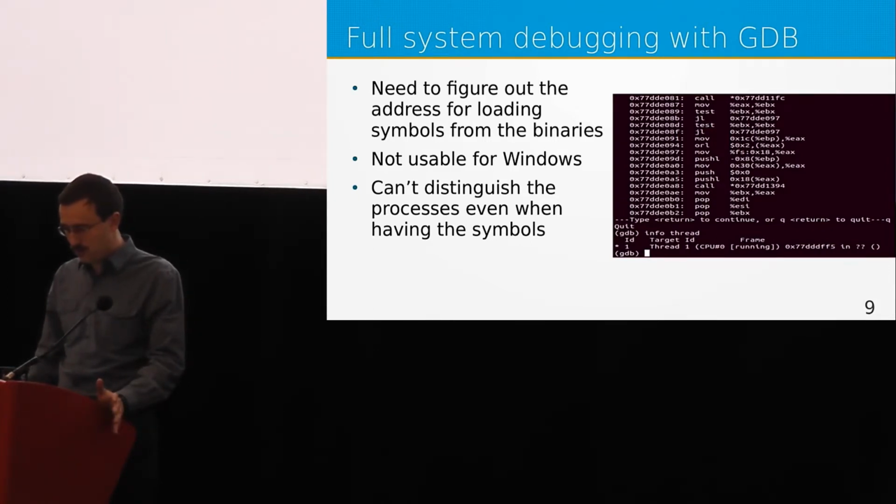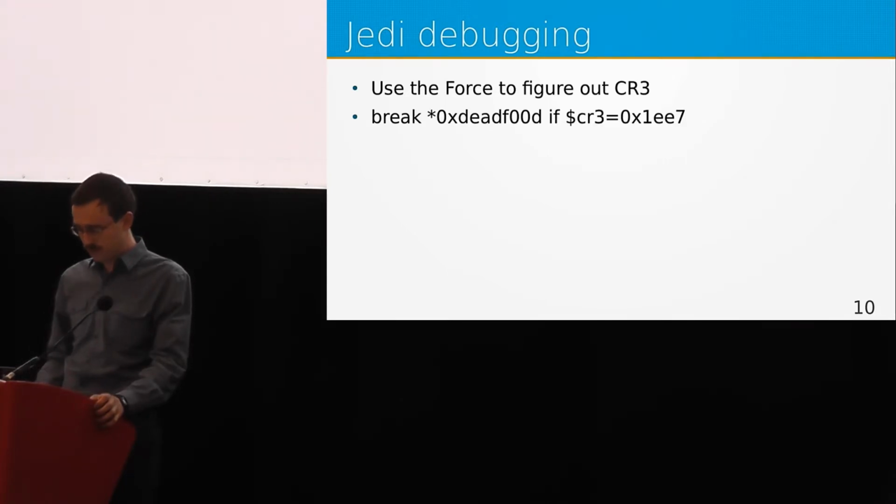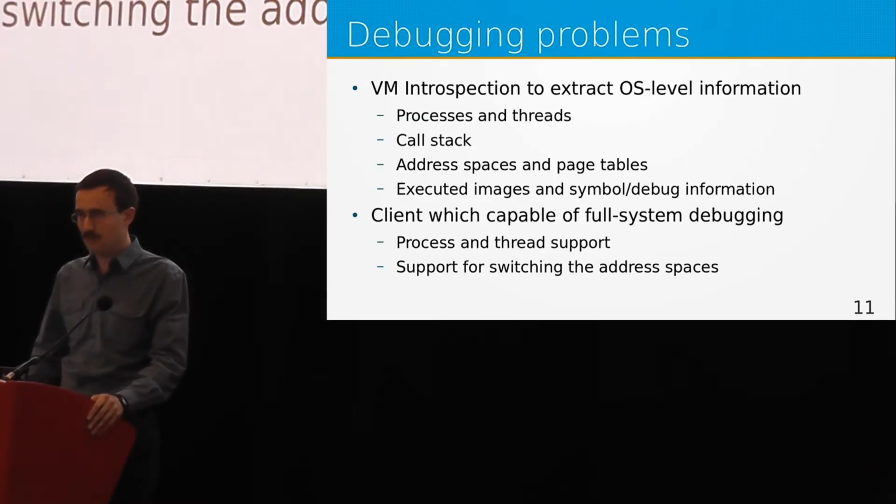So the GDB couldn't show you anything but a list of the instructions and memory contents. It can't detect which processes are running, you can't set breakpoints on the specific processes, except for the case if you're a Jedi, you can figure out the process ID and specify the CR3 value in the breakpoint. But for the normal debugging case, it is not convenient.